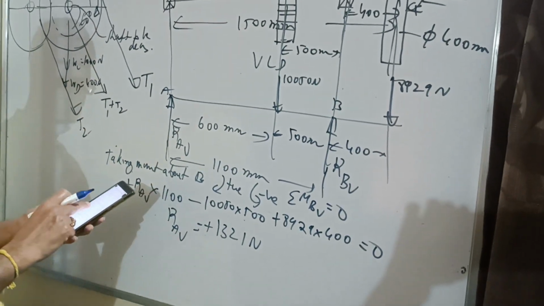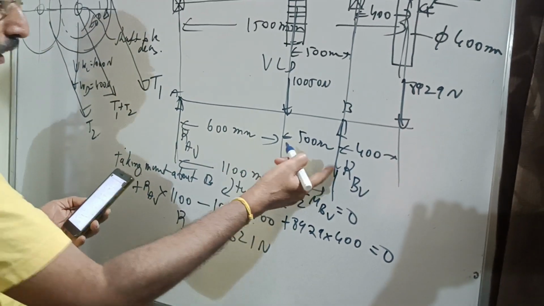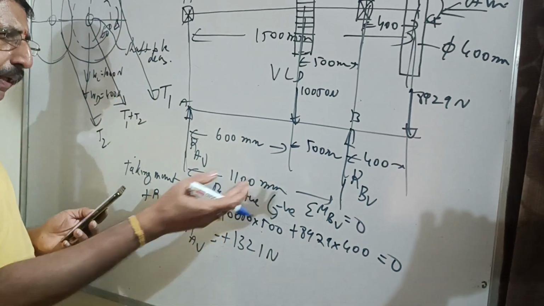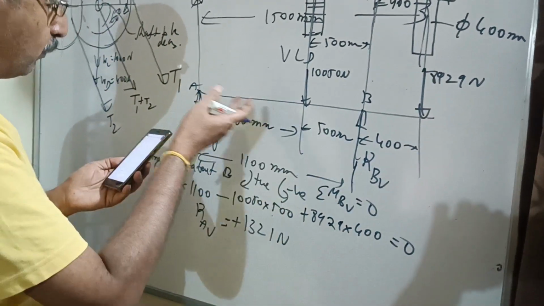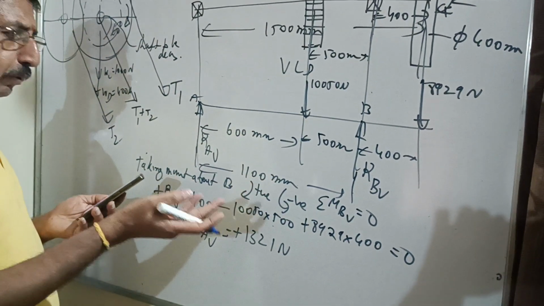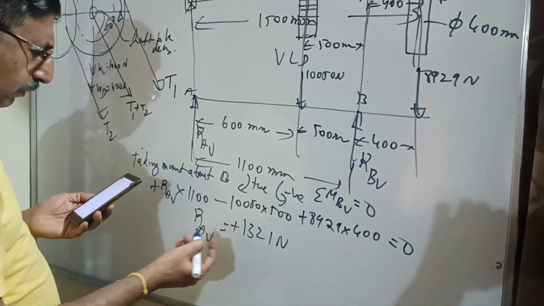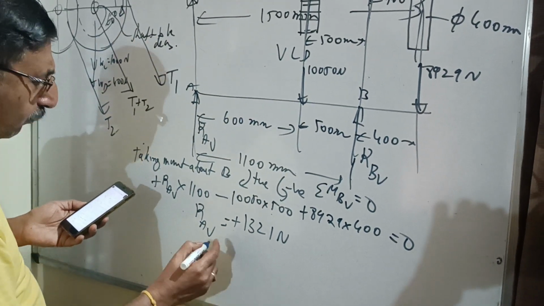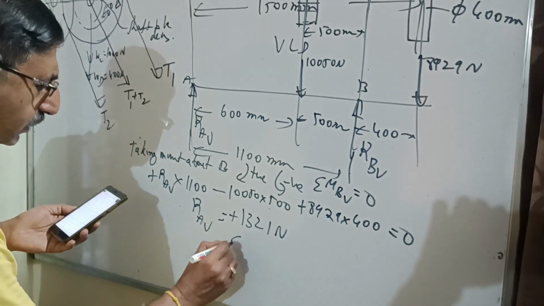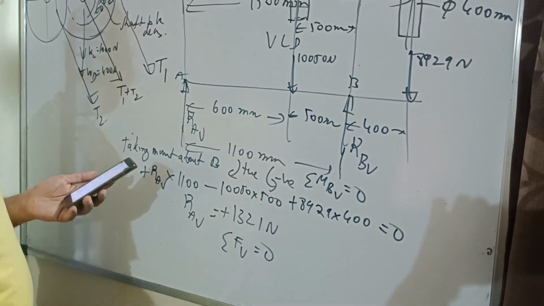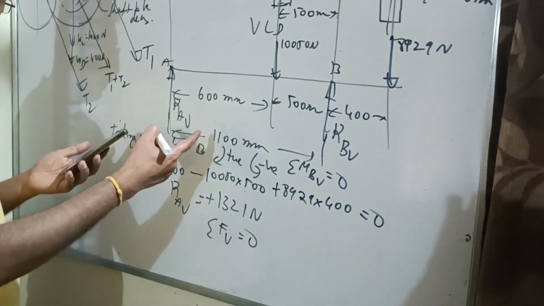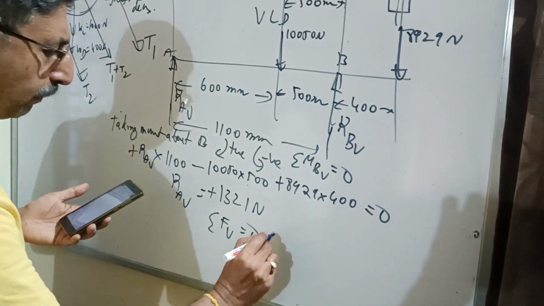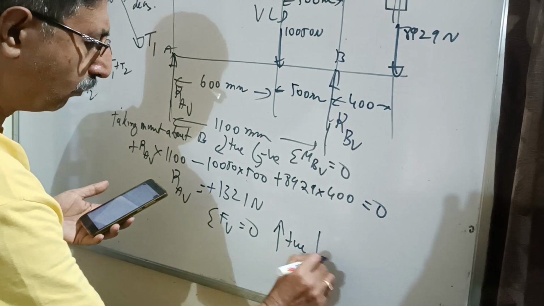So 1321 Newton. Similarly, how to calculate RBV? We can find RBV again by taking moment about A. The algebraic moment due to all the vertical forces about A should be equal to 0. We can do that. Otherwise, this is more convenient. Instead of taking moment about A, we can apply the condition for force equilibrium, instead of applying the condition for moment equilibrium. Upward force positive, downward force negative.